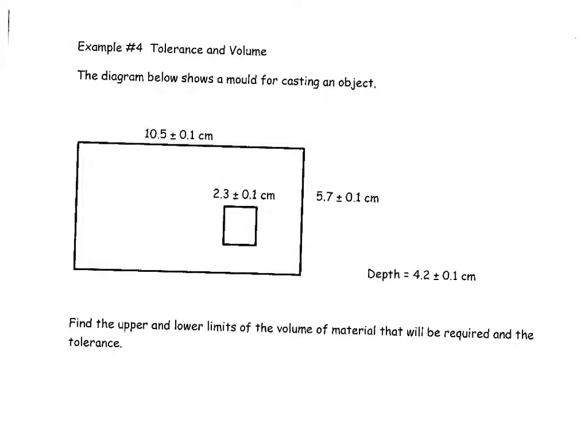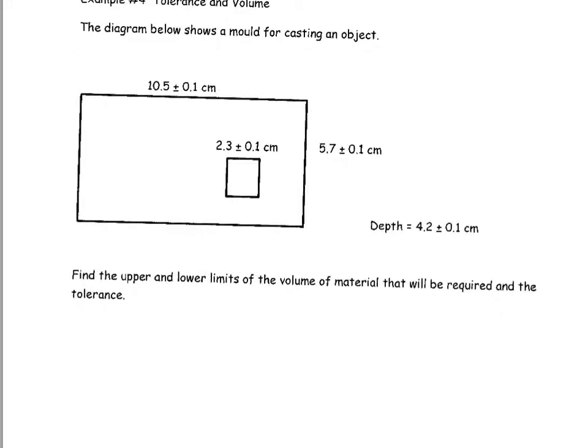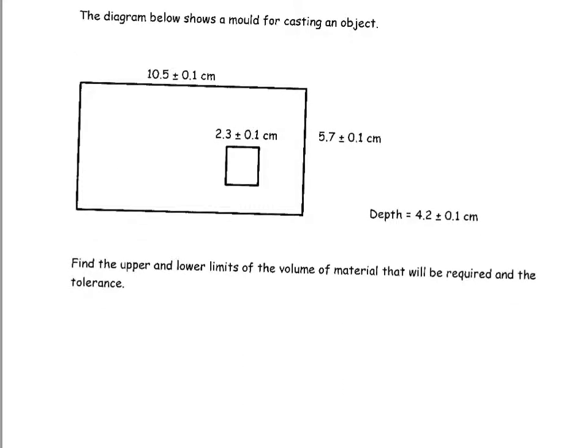Okay, now this is a final fun question. The diagram below shows a mold for casting of an object. Casting, you take metal, you melt it down, and you make a part. Okay? So the part is itself going to be 5.7 high, plus or minus 0.1, 10.5 wide, plus or minus 0.1, and the depth is 4.2 plus or minus 0.1 centimeters.